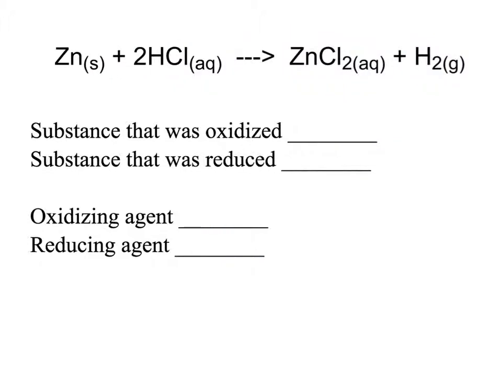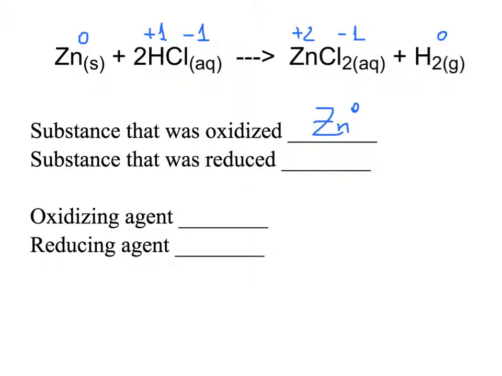Here's another example of redox reaction. Once again, let's assign the oxidation numbers, and that should already be almost automatic. +2, +1 on hydrogen. So who was oxidized? Oxidized was zinc because it lost 2 electrons and the charge of zinc actually went up. So the substance that was oxidized is zinc.